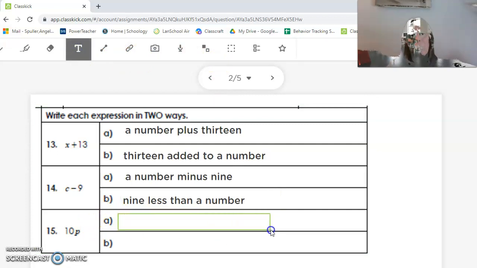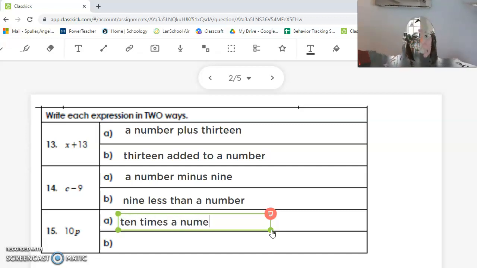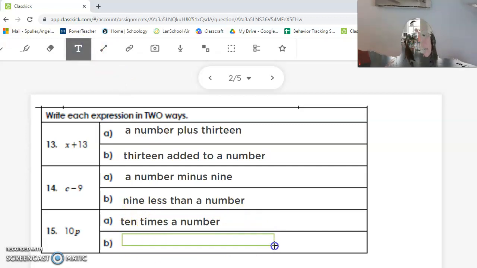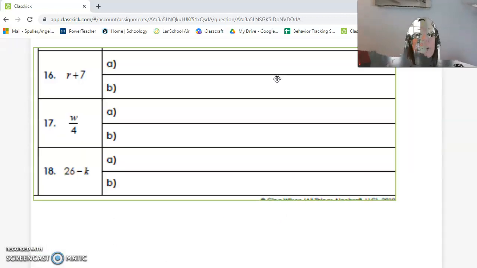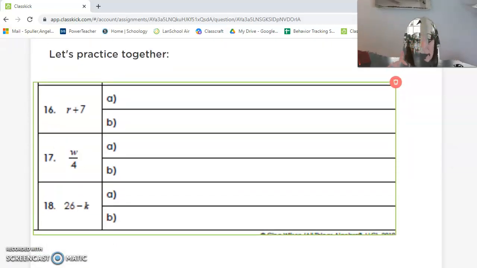Okay, here's a good one. Remember, when we have a number in front of a variable or a letter, remember a variable is a letter, it means multiplication. So we can say 10 times a number. We can also say the product of a number. All right, great job. Now, it is your turn to practice. Actually, no, it's our turn to practice together. My fault.